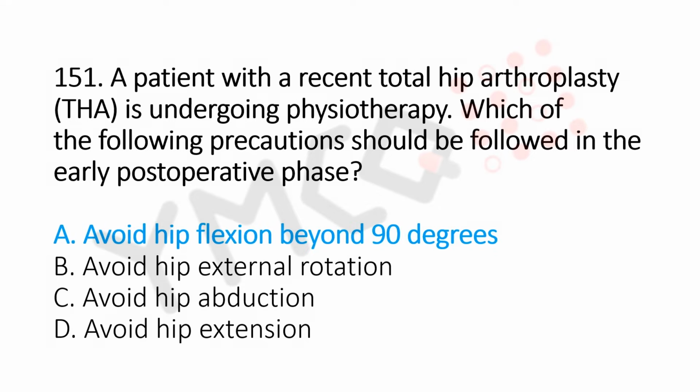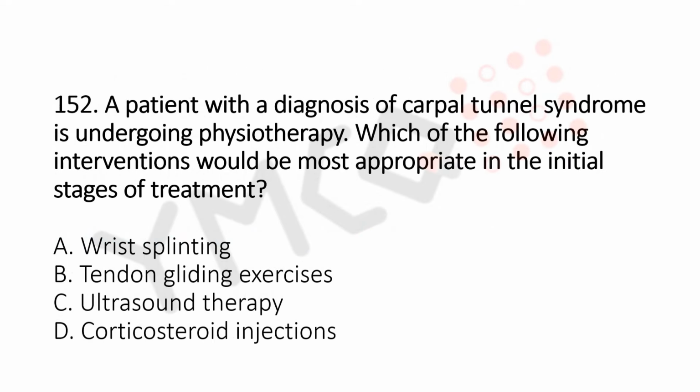Now let's move to question number 152. A patient with a diagnosis of carpal tunnel syndrome is undergoing physiotherapy. Which of the following interventions would be the most appropriate in initial stages of treatment? Option A, wrist splinting. Option B, tendon gliding exercise. Option C, ultrasound therapy. Option D, corticosteroid injections. And the answer is Option A, wrist splinting.